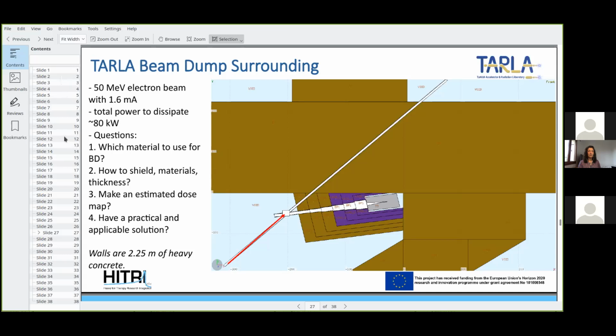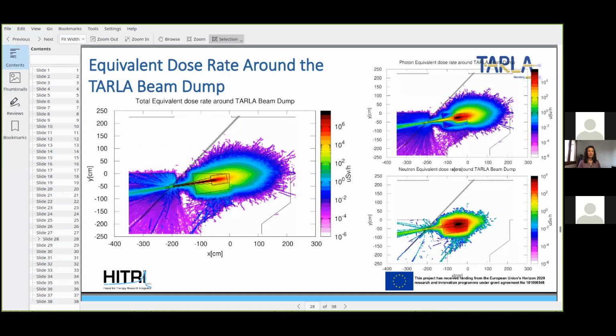And now the questions are then to be resolved in FLUKA, which material is used for the beam dump, how to shield this beam dump, and then to make an estimated dose map, as well as to find solutions which are practical. I make a note here that the walls here are about 2.25 meters, but here this distance is not actually 2.25, and this created a problem. So let me show you.